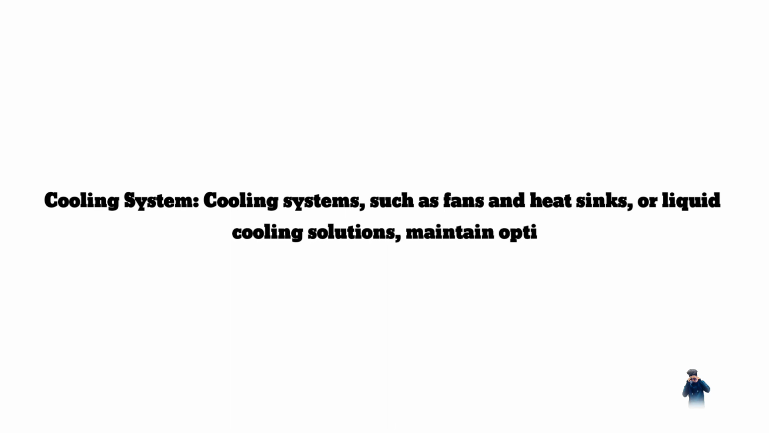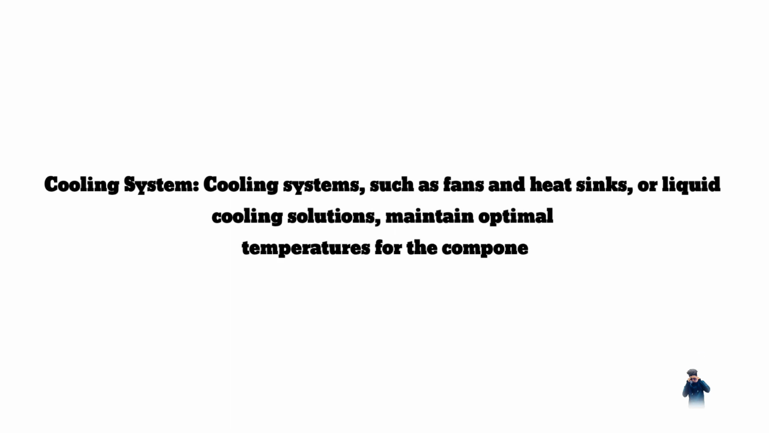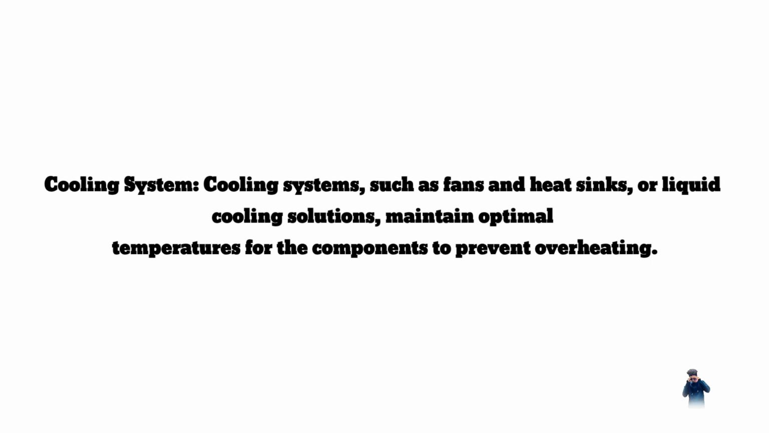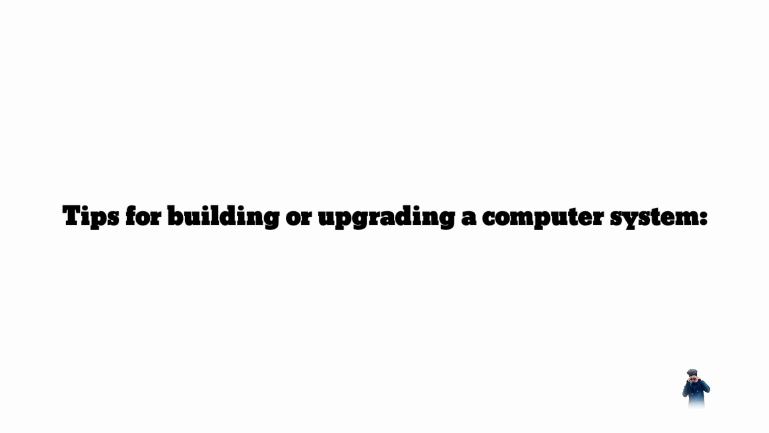7. Cooling System. Cooling systems, such as fans and heat sinks, or liquid cooling solutions, maintain optimal temperatures for the components to prevent overheating. Tips for building or upgrading a computer system.